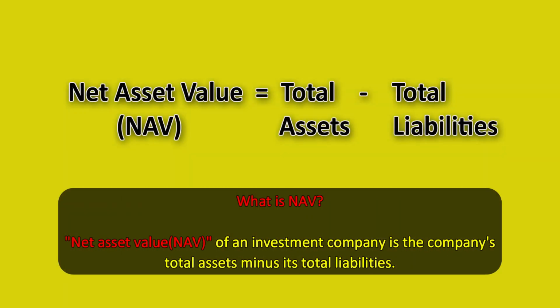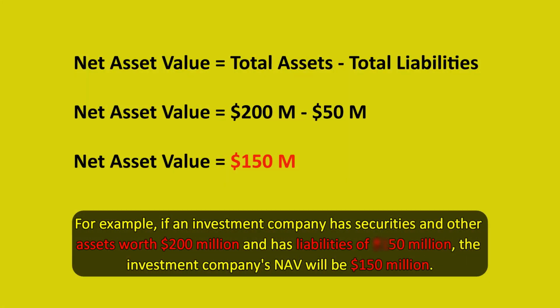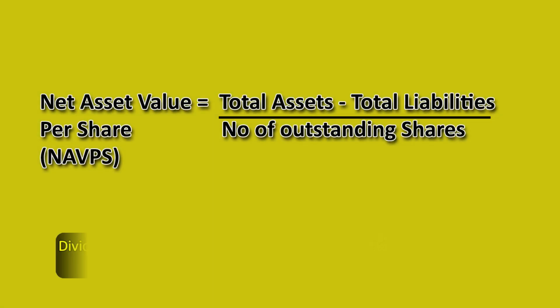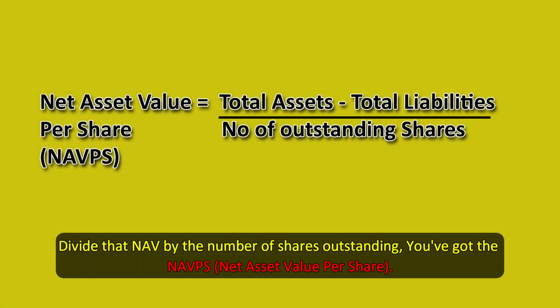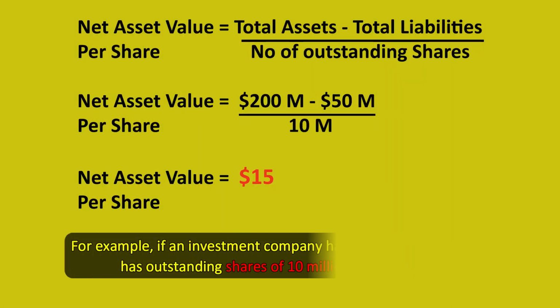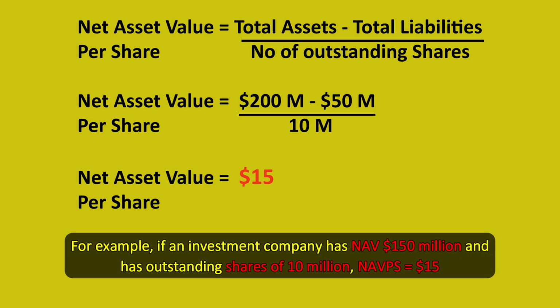What is NAV? Net asset value, NAV, of an investment company is the company's total assets minus its total liabilities. For example, if an investment company has securities and other assets worth $200 million and has liabilities of $50 million, the investment company's NAV will be $150 million. Divide that NAV by the number of shares outstanding, and you've got the NAVPS, net asset value per share. For example, if an investment company has NAV of $150 million and has outstanding shares of 10 million, NAVPS equals $15.